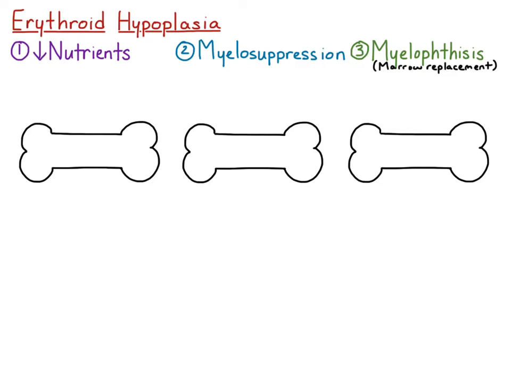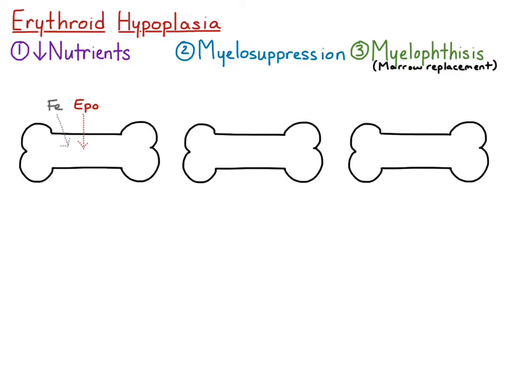So first, starting with a deficiency of nutrients and hormones, there's lots of different substances in the body that contribute to baseline red cell production. And without those basic substances, then red cell production is depressed. Erythropoietin is a protein produced by the kidney, which then stimulates red cell production.